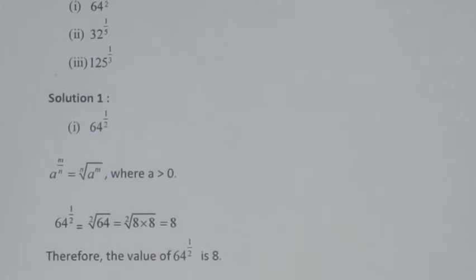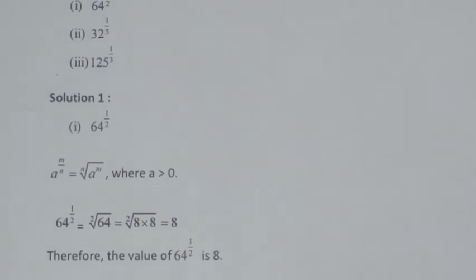Solution for question number 1. What is question number 1? 64 raised to 1 by 2. So we have to apply the rule a raised to m by n equal to nth root of a raised to m, where a is greater than 0. So 64 raised to 1 by 2. Always think about how 64 can be written in the power of 2. So 2 comes here, that means square root of 64. Square root of 64 means 8 square we can write. So we can take the answer without a root. It is equal to 8 only.